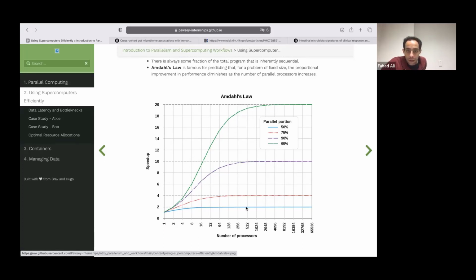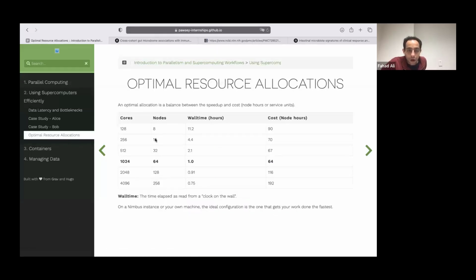If you go from 256 to 512 processes, which is a lot of processes, you actually don't get any kind of doubling in the speed up. Okay, so it does plateau. And what that means is when you are requesting resources on your platform, you will need to think about the balance here between the time it takes and the resources you're asking for.